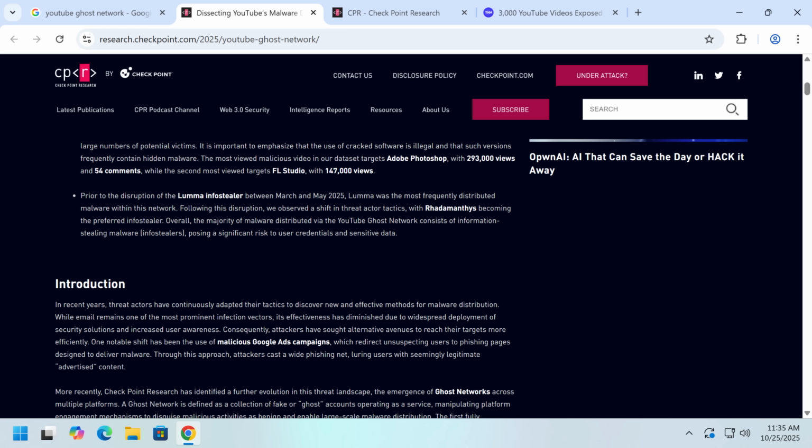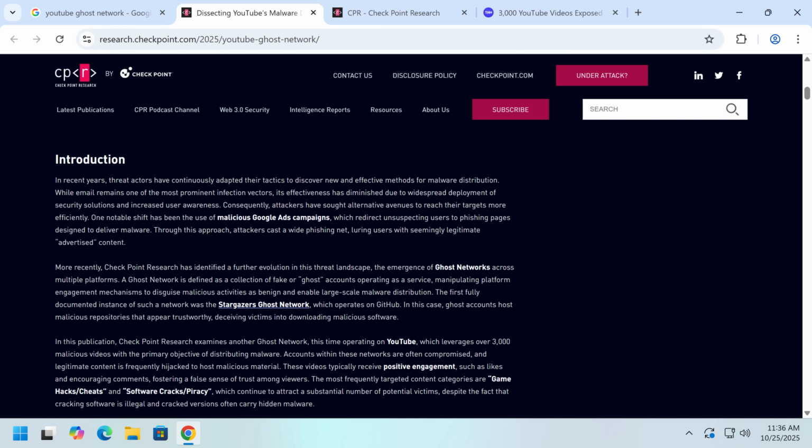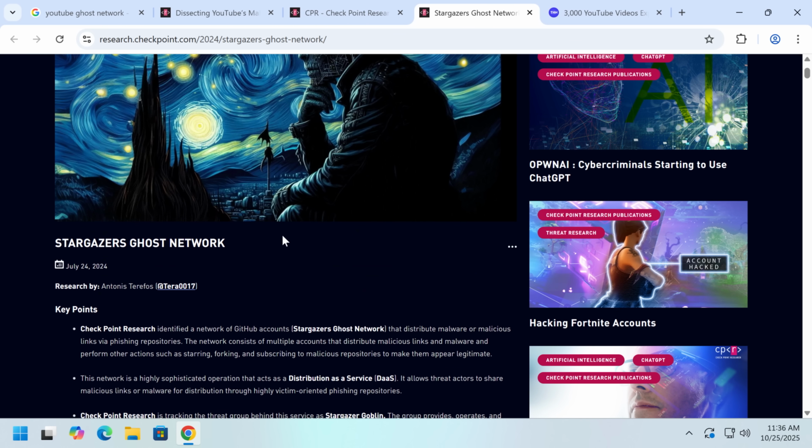Now, they were mostly using Lumma, but they seem to have switched to Rhadamanthys. Overall, the majority of the malware distributed by the YouTube Ghost Network consists of info stealers. Yes, they've been trying to use Google Ads campaigns, especially for people looking for software. So Ghost Networks, they've been covering for a while.